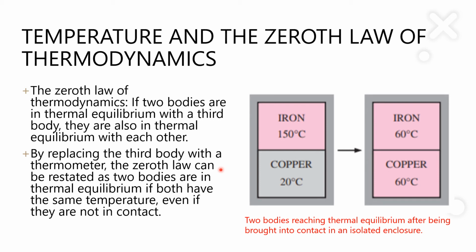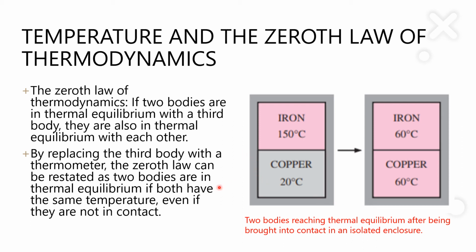Fortunately, several properties of materials change with temperature in a repeatable and predictable way, and this forms the basis for accurate temperature measurement. The commonly used mercury-in-glass thermometer, for example, is based on the expansion of mercury with temperature. As shown in the figure, two bodies reach thermal equilibrium after being brought into contact in an isolated enclosure.